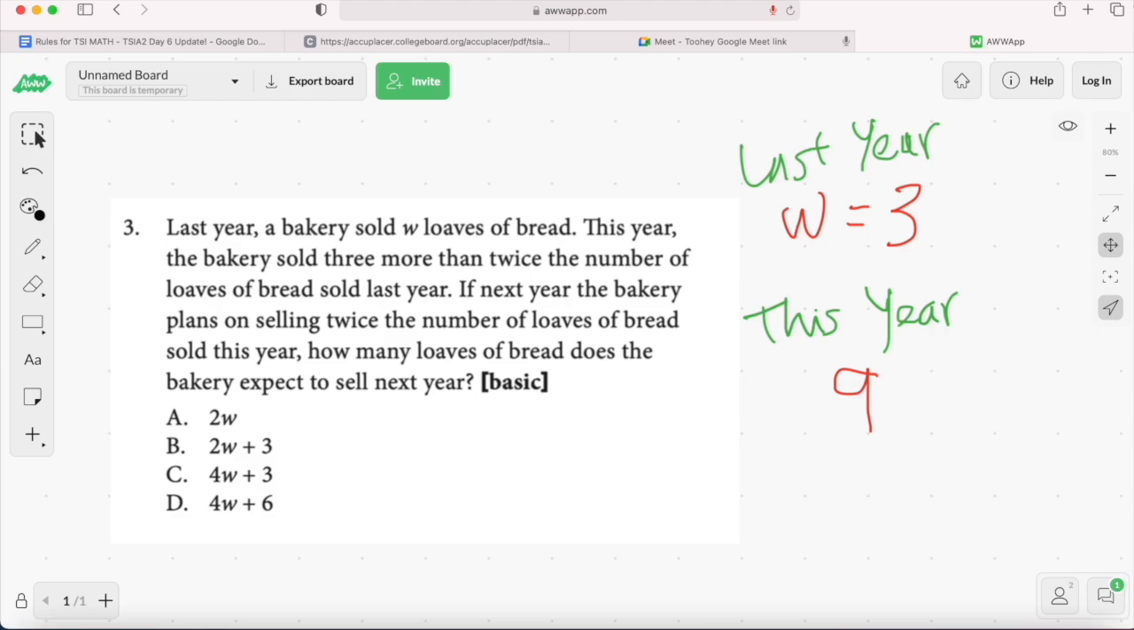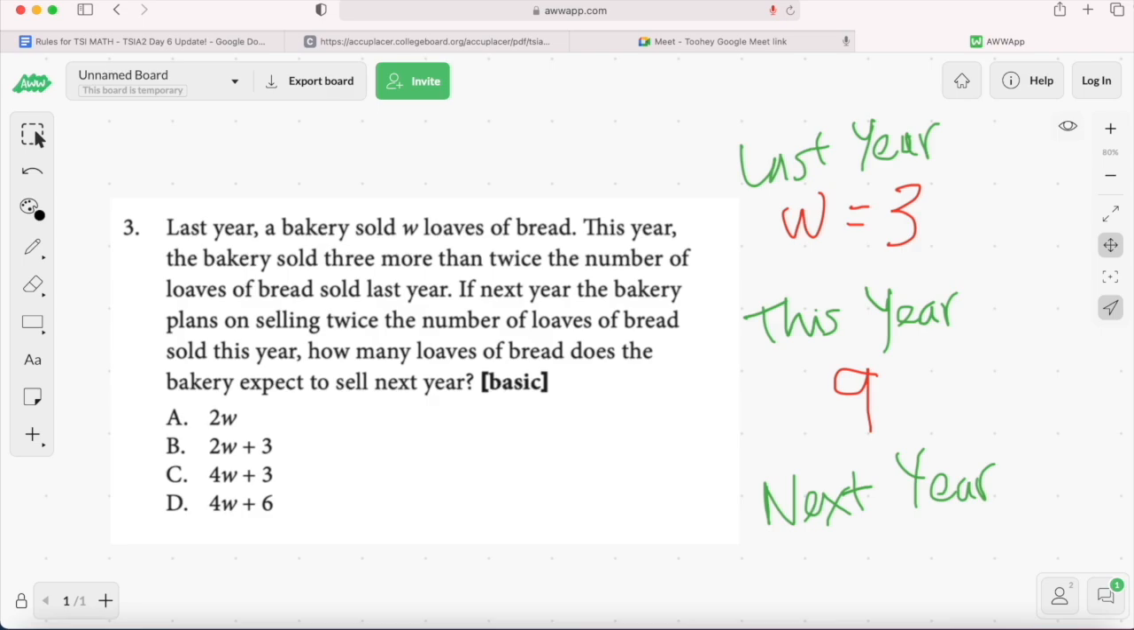And then they say, if next year the bakery plans on selling twice the number of loaves sold this year, by the way, you could probably tell me now, how many loaves do they plan on selling next year? If you're watching the recording, stop and think about it. See if you can figure this out. If next year the bakery plans on selling twice the number of loaves of bread sold this year, how many loaves do they expect to sell next year?